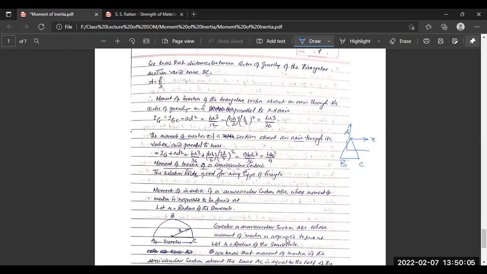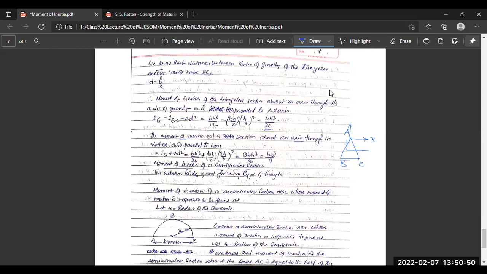So IG is equal to... IG is the moment of inertia about the center of gravity, plus A into d square, where A is the cross-sectional area of the triangle and d is the distance from the CG to the axis under consideration at the apex vertex, which is 2/3 h, to the power 2. If we add them together, we have the moment of inertia 9bh cube divided by 36, or bh cube divided by 4. So this moment of inertia holds good for any type of triangle.